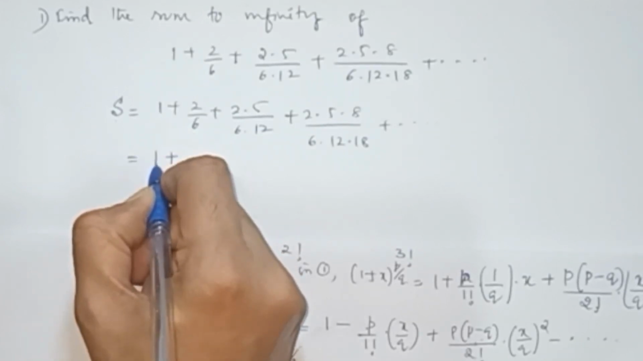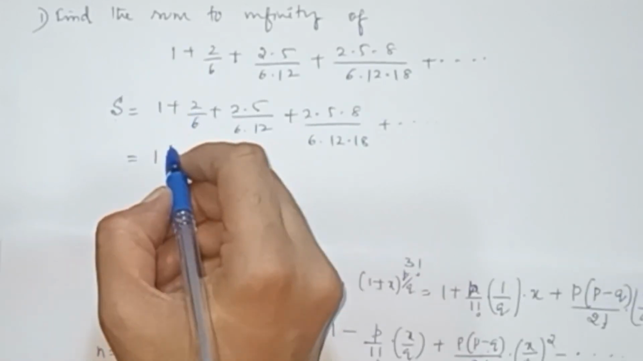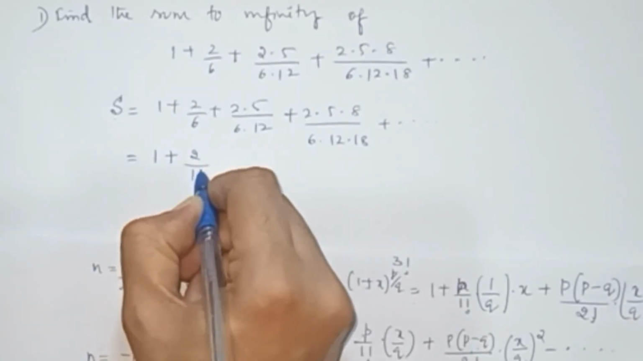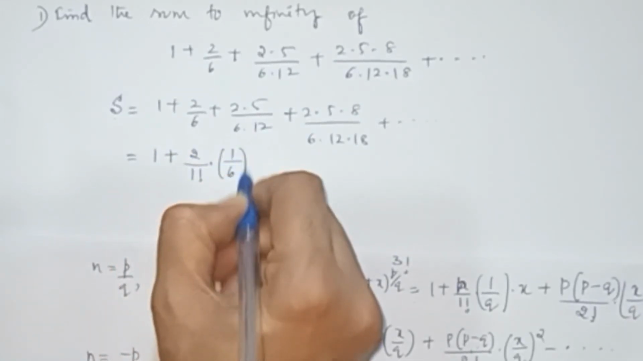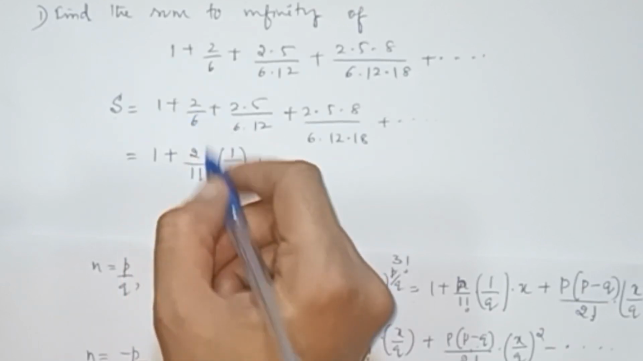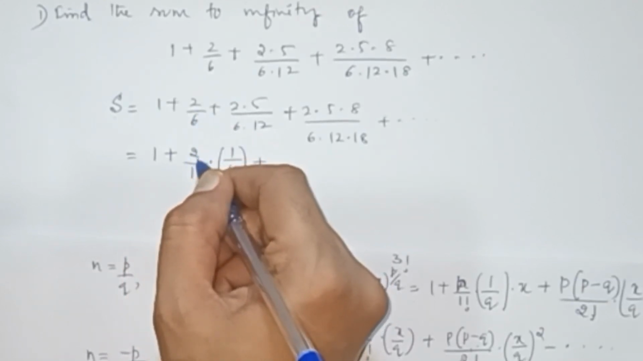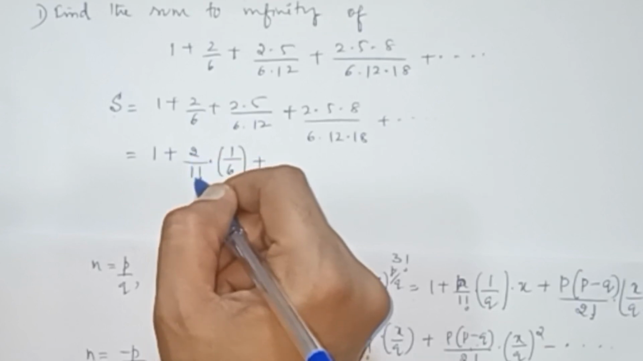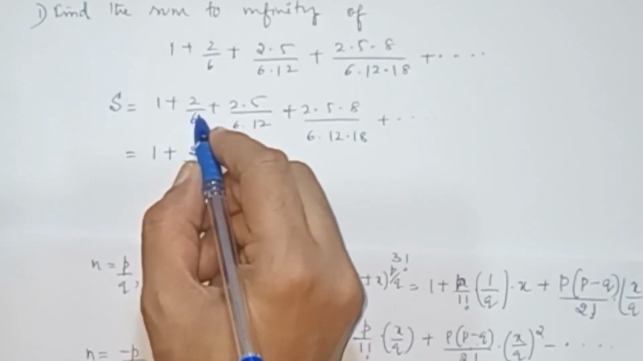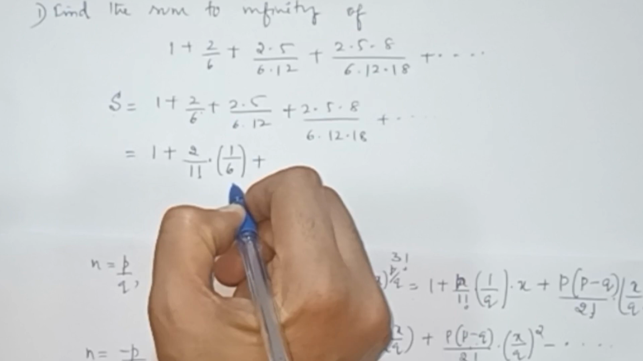First term should be 1 plus. Then this is 2 by 1 factorial into 1 by 6. I'll write it like this because this is the second term now. P value is 2 by 1 factorial into 1 by 6. This is x by q.